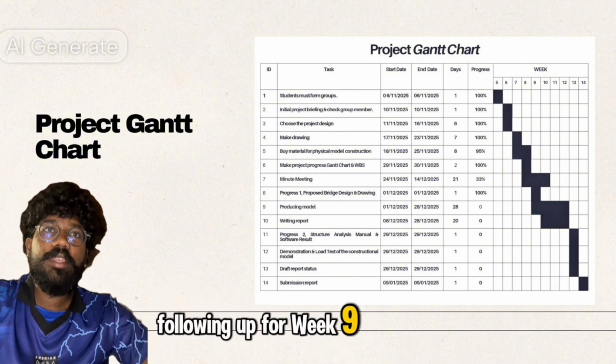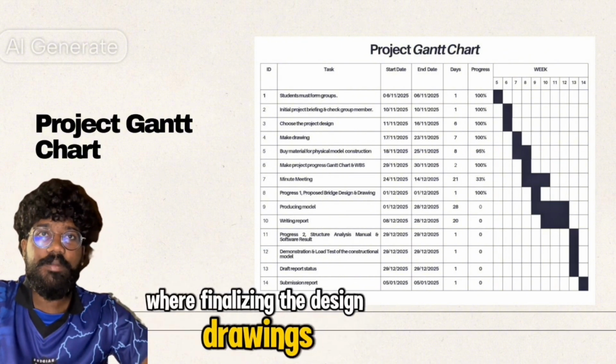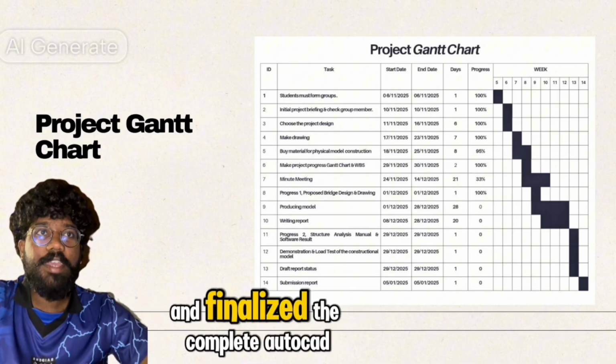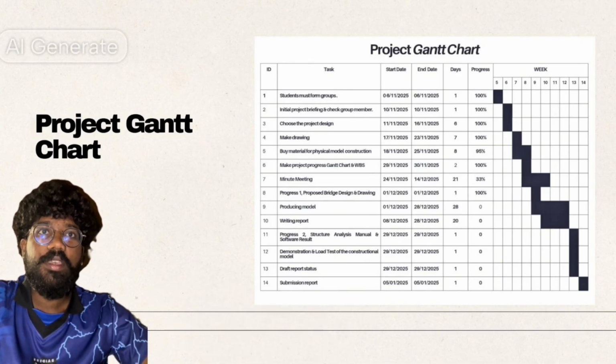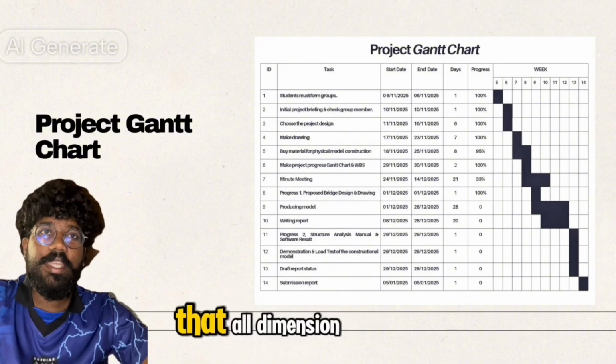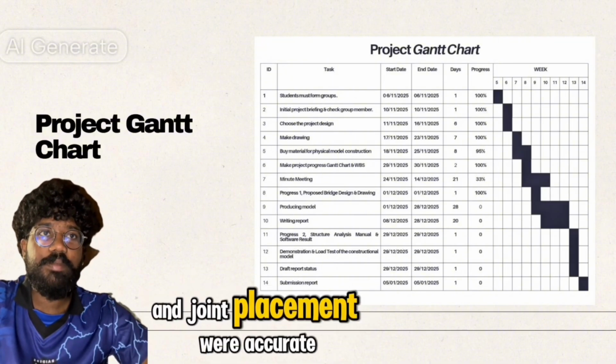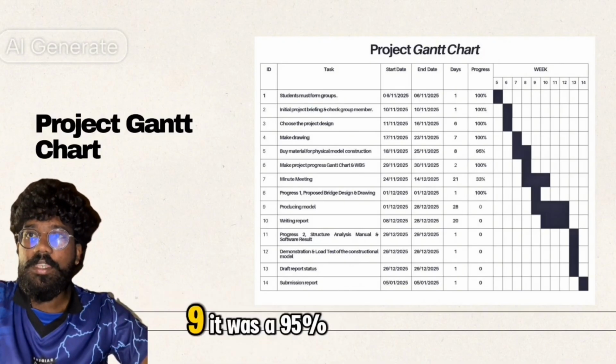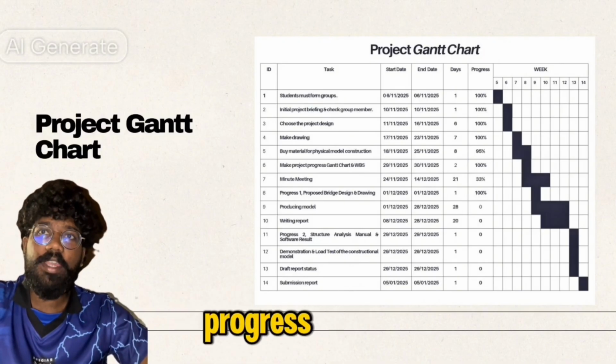Following up for week 9, we're finalizing the design drawings. Our team evaluated the progress of the project and finalized the complete AutoCAD drawings of the bridge. This ensured that all dimensions and joint placements were accurate before construction. So for week 9, it was 95% progress.